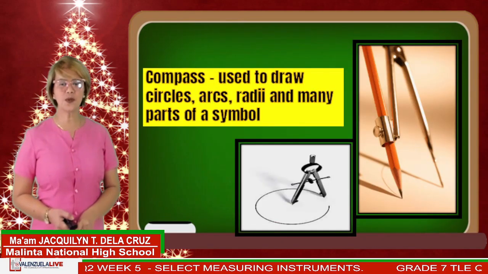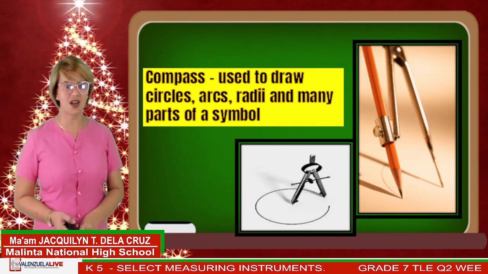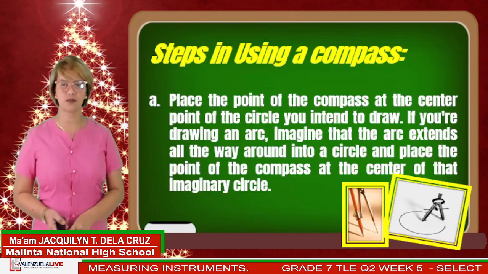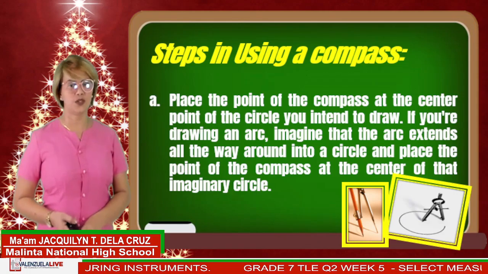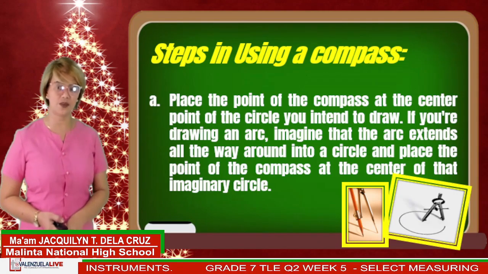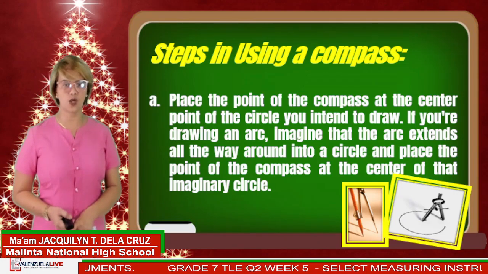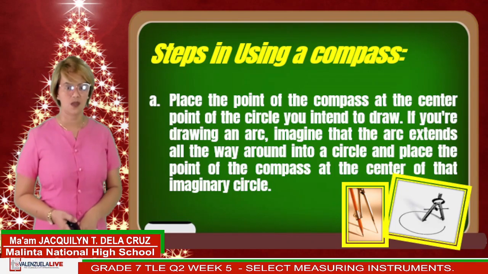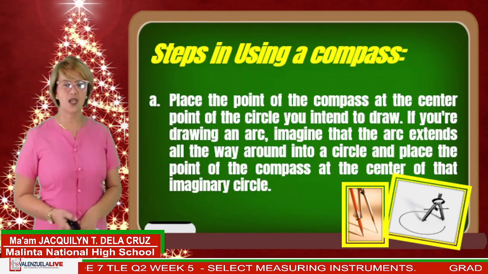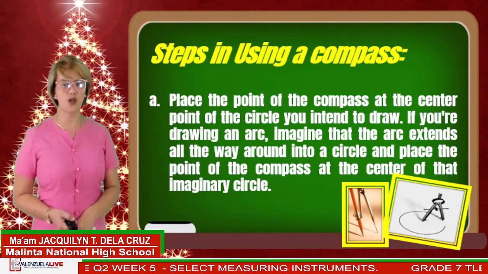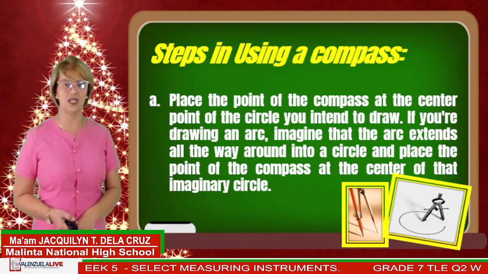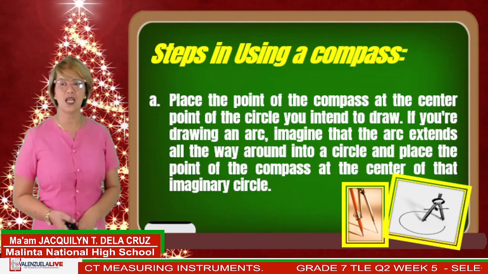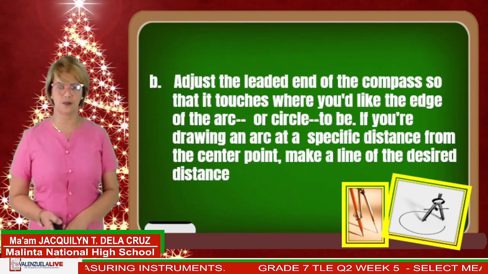Compass. Compass used to draw circles, arcs, radii, and many parts of a symbol. These are the steps in using a compass. Letter A, place the point of the compass at the center point of the circle you intend to draw. If you're drawing an arc, imagine that the arc extends all the way around into a circle and place the point of the compass at the center of that imaginary circle.